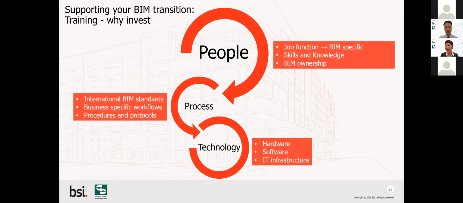And this is where BSI and SIBL feel that training for the people, equipping them with the right skills and right knowledge to execute and to understand that BIM environment, is extremely important. Next, please.